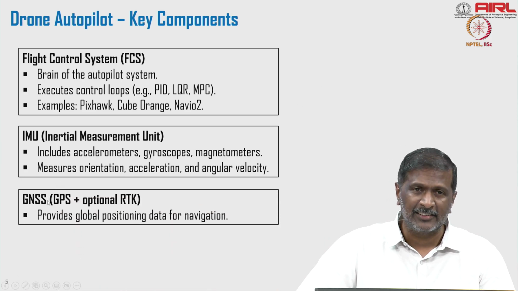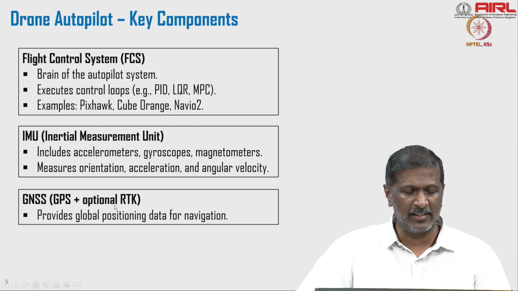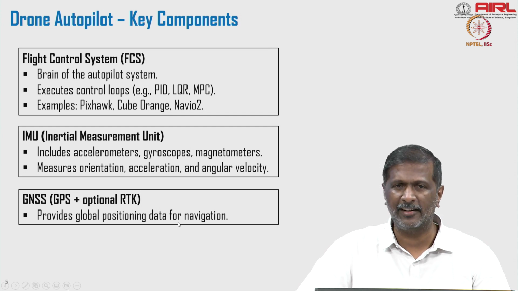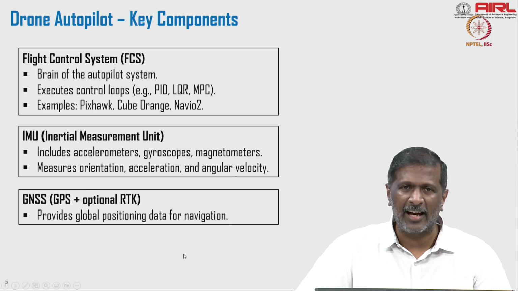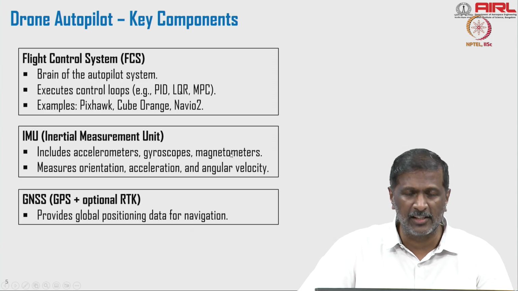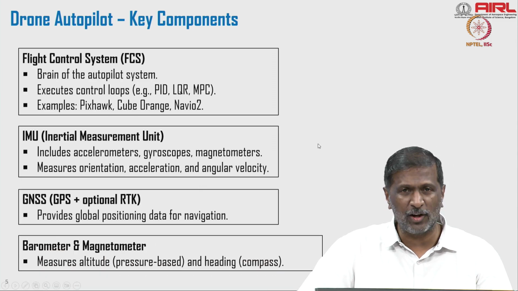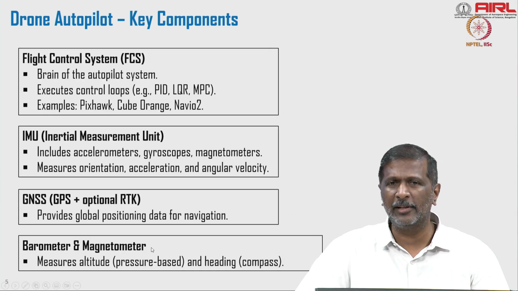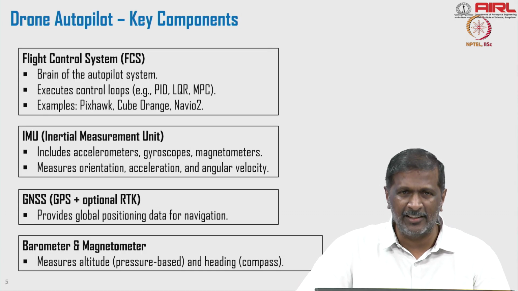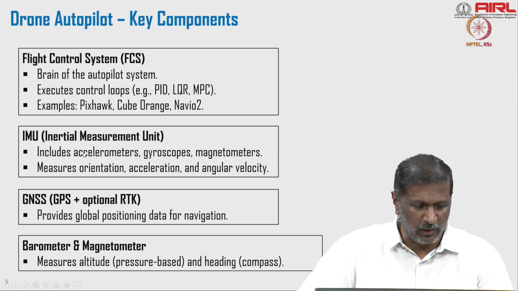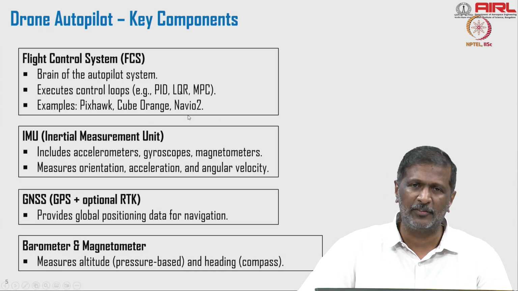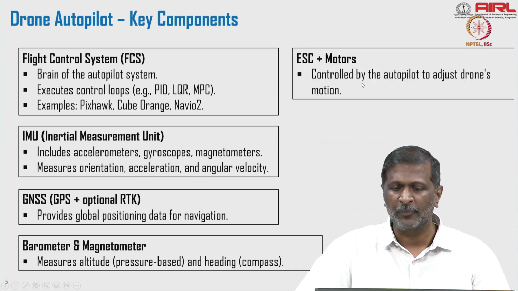Then we have a GPS sensor. GPS provides global position data for navigation purposes. I get the position, and I get the velocity also. I can fuse this with the IMU, right? I can also have a barometer, which will give me a height, or I can have a single point lidar. I can have a radar to get my height. So I can fuse all these measurements to get the state of the current drone.